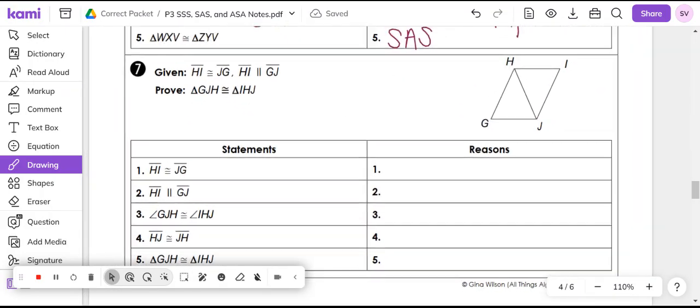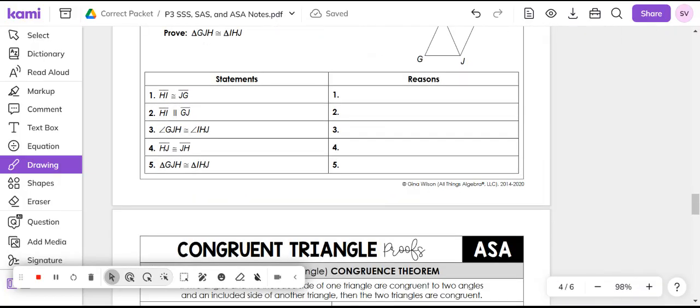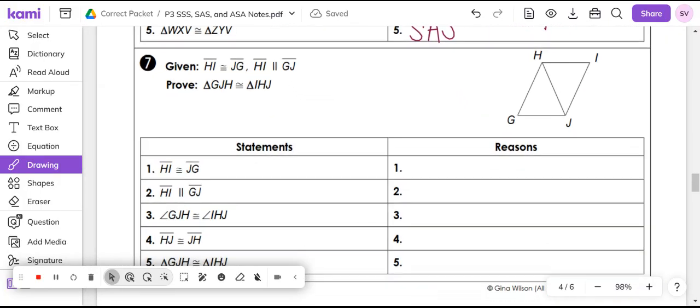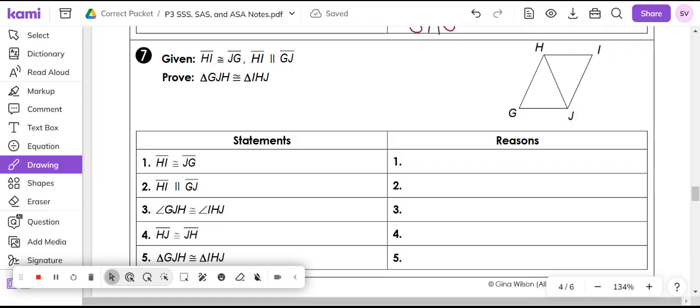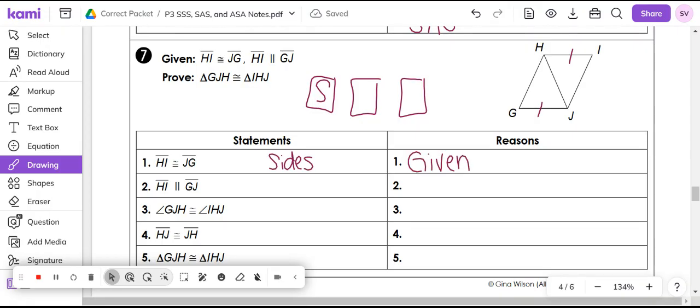Number 7 here, really quick, just to go over it before we go on to the next slide with angle, side, angle. Number 7, we're given 2 things. We're given that HI is congruent to JG. So HI congruent to JG. I make my checklist quick. That's a pair of sides. And that's given to me. Always mark up your diagram. We're also told that HI is parallel to JG. So again, parallel, you have to put that little arrow on there. So that is also given.